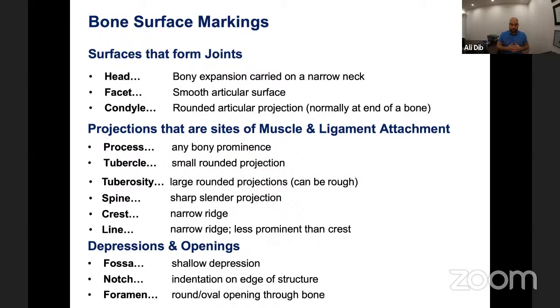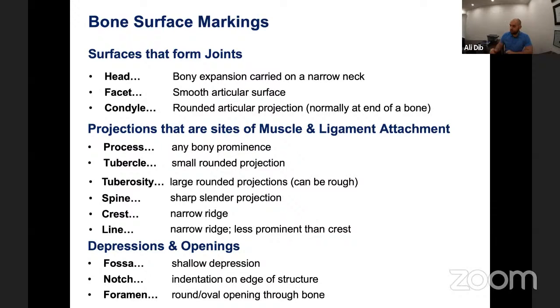And then we have the projections, right? So we have a process. Those are any type of bony prominences that come out of a bone. We have tubercles, which are small rounded projections, and then we have tuberosities, which are large rounded projections, okay? Again, they always serve as sites of muscular and ligamentous attachments.